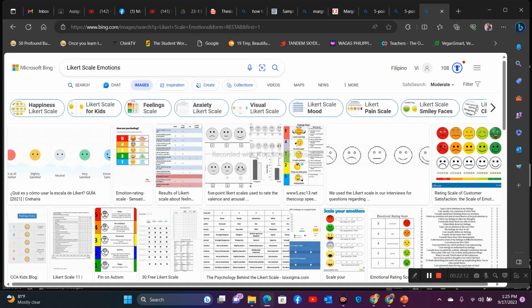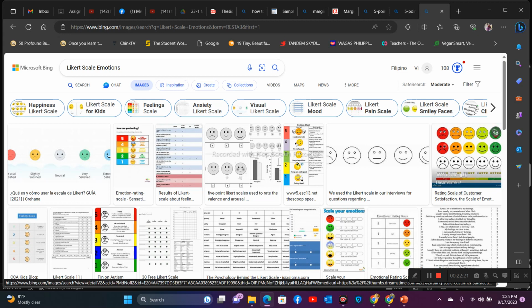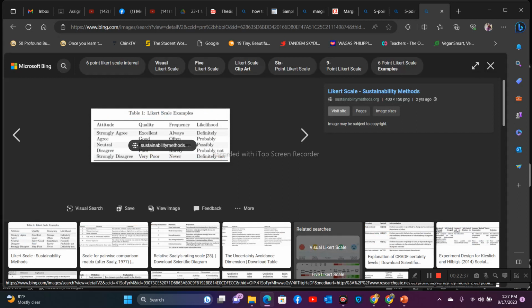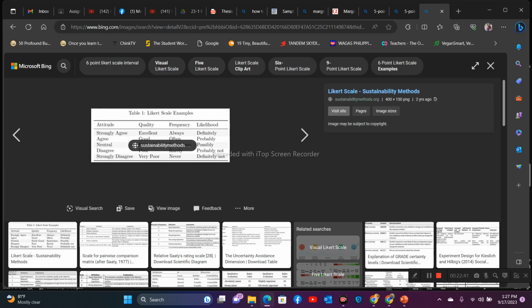Especially if you are using quantitative research, okay? In Likert as well, you can have Likert smiley faces. Usually, if you have encountered answering a survey with smiley faces, emojis, there is also the Likert pain scale; you can just search it easily online. Okay. And if your study is about attitude, you can have the Likert 5-point scale of agree, neutral, disagree. If it is all about quality, you can have excellent, good, fair, poor, very poor, or frequency: always, often, sometimes, rarely, never. Likelihood: definitely, probably, possibly, probably not, definitely not. Okay, so your answers or interpretation depends on your questions.